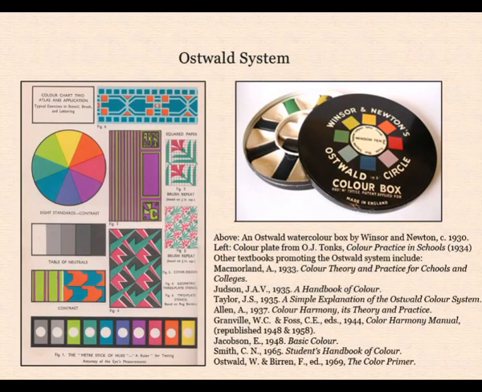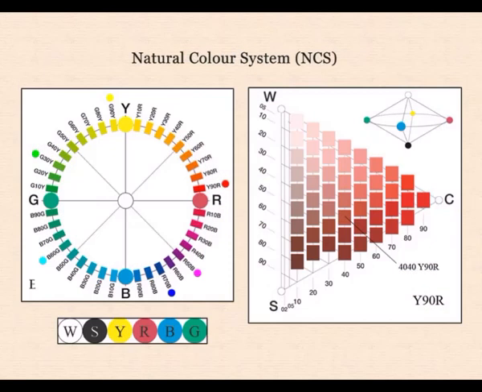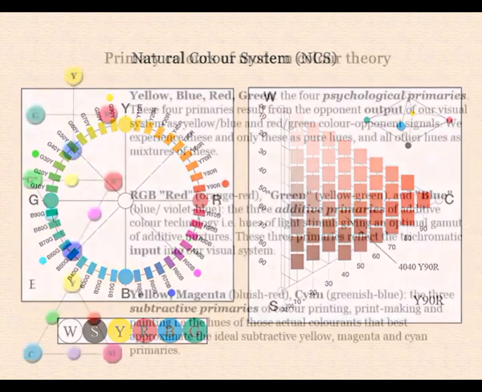The concept of four psychological primaries has strongly influenced several important colour order systems, notably the Ostwald System, which was the standard for British education in the 1930s. Here we see a British school textbook explaining the Ostwald System and a box of Ostwald System watercolours by Winsor and Newton. And the Swedish Natural Colour System, or NCS, which is the current colour standard in Scandinavia and Spain. The idea of opponency was also foreshadowed in historical and traditional texts, including the writings of Leonardo, Goethe and others.